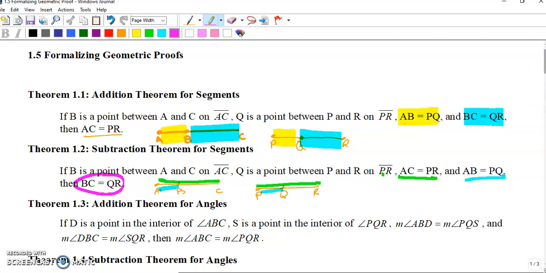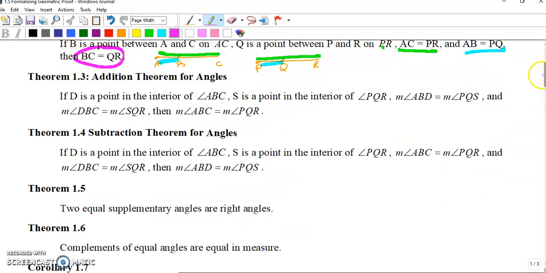They do the exact same thing with angles. Okay. If they do an angle here, D is in the interior of angle ABC. This is angle ABC. The middle one has to be the vertex. D is in the interior. Then they go through that same thing. We've got angle PQR, and S is in the interior.